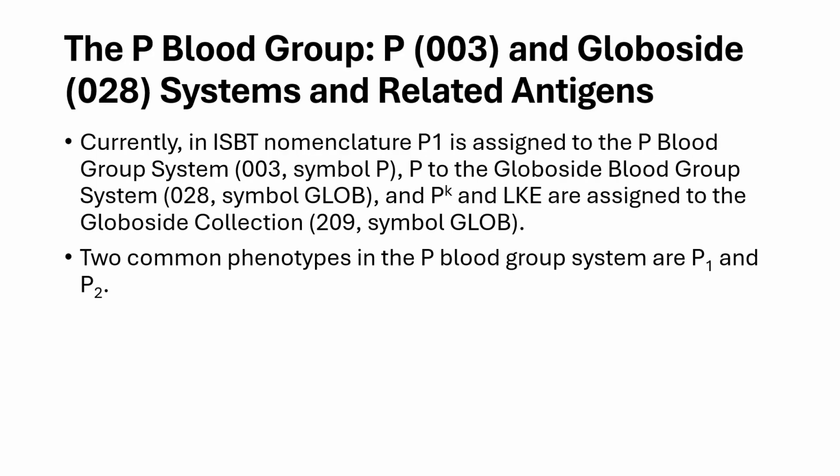The P blood group system. So for the ISBT assignment, P1 is assigned to the P blood group system, or the 003, which is located, as you see on the slide there. And then the P, just the regular P, is assigned to the globoside blood group system, which is the 028 number. Capital P, little k, and capitals LKE are assigned to the globoside collection 209. Some common phenotypes for the P group are P1 and P2.